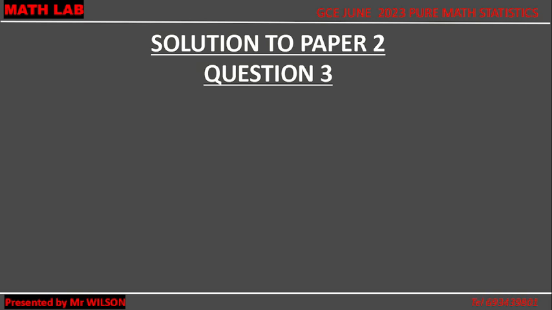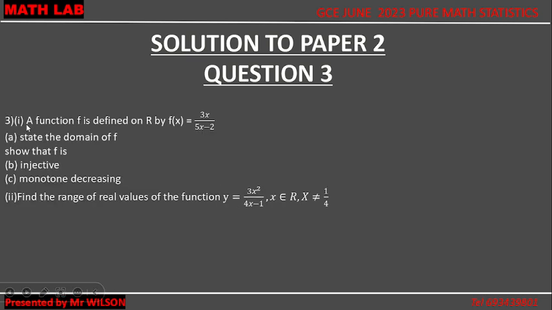Okay. Today we're going to talk about the solution to the GC June 2023 Pure Math Statistics, Paper 2. We are going to get started with question 3. So the question reads: a function f is defined on R by f of x equals 3x over 5x minus 2. A. State the domain of f.